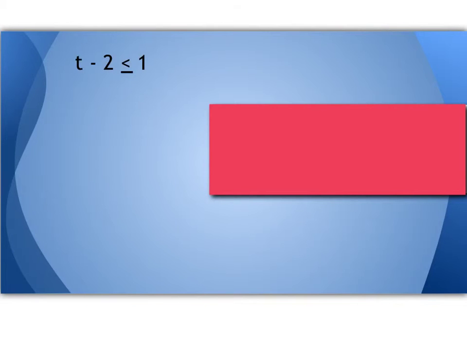Another example. This one is one step. I see that it's minus 2. The opposite of that is to add 2. T is less than or equal to 3.